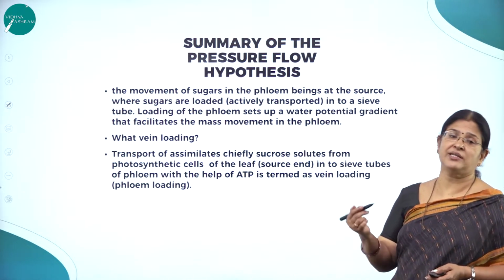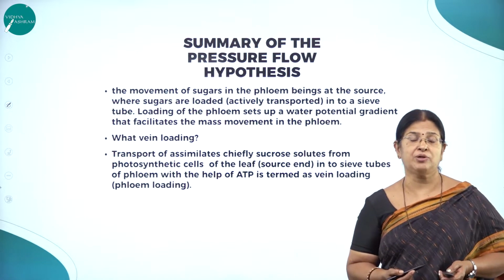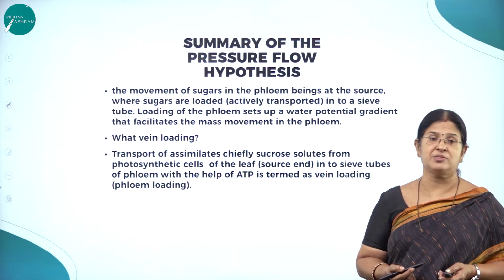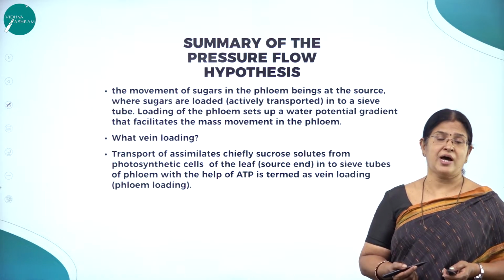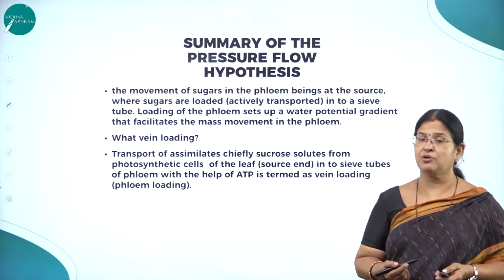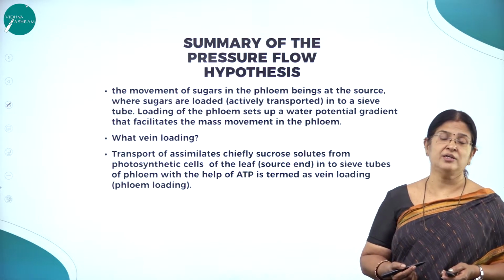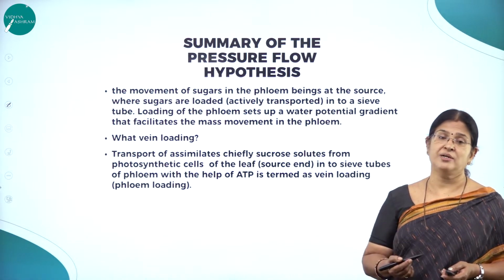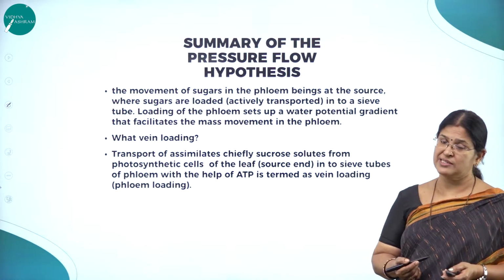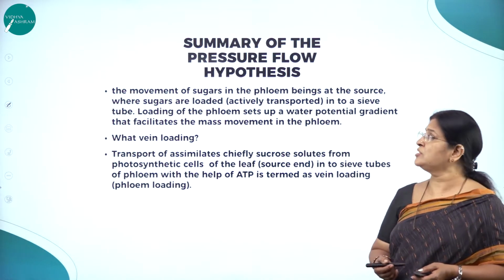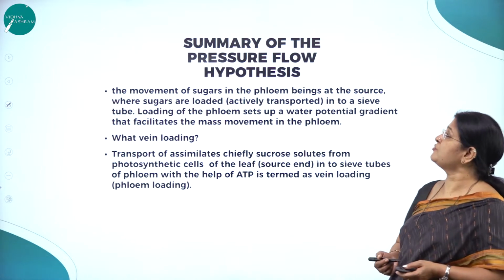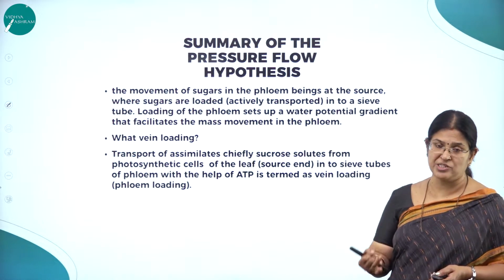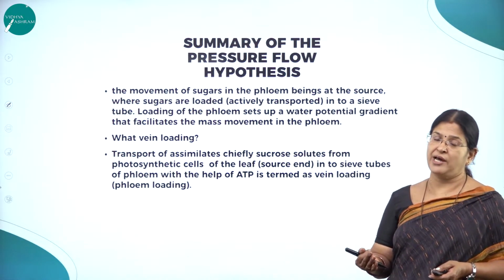Now, in the last session, we were discussing a very important hypothesis called the mass flow hypothesis, also called the Munch flow hypothesis, because it was put across by Ernest Munch in 1930, where we came across the leaf as a source and the root as the consumption end, or the sink. So what is the summary of this pressure flow hypothesis? As I said, it can be called the mass flow hypothesis, pressure flow hypothesis or Munch hypothesis.